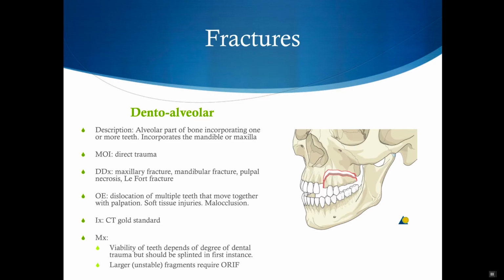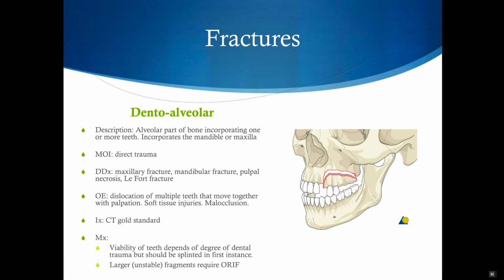Dental alveolar fractures, this is essentially where not just the teeth get avulsed, but the teeth where they're attached to the bone gets avulsed, and this can involve more than one tooth, and it incorporates either the mandible or the maxilla bone. Once again, this is due to direct trauma. Differential diagnosis is a maxillary fracture, mandibular fracture, pulpal necrosis at the base of the teeth, or LeFort fracture.